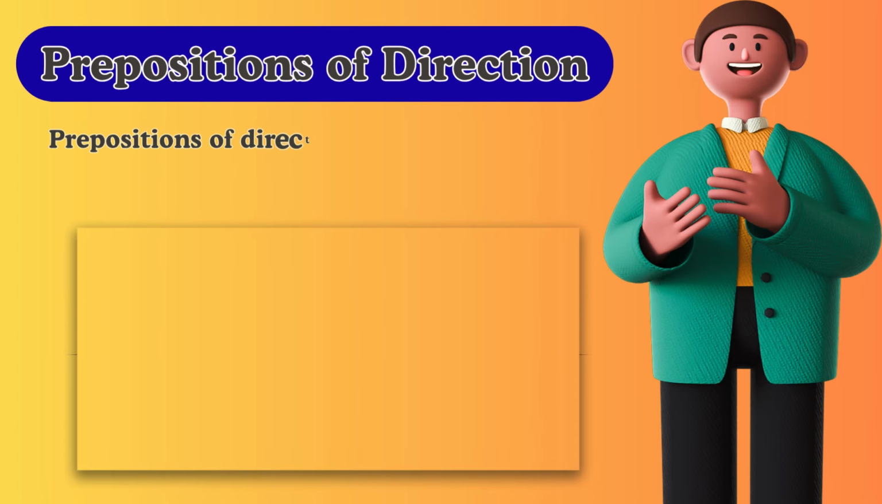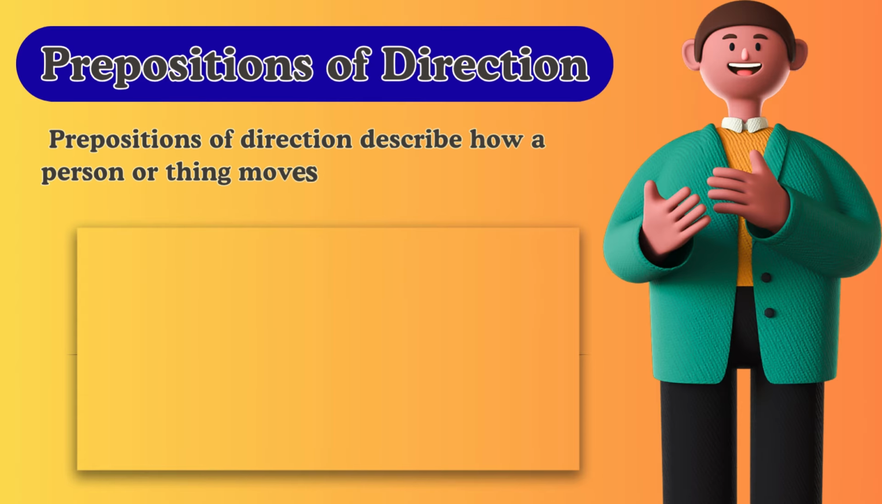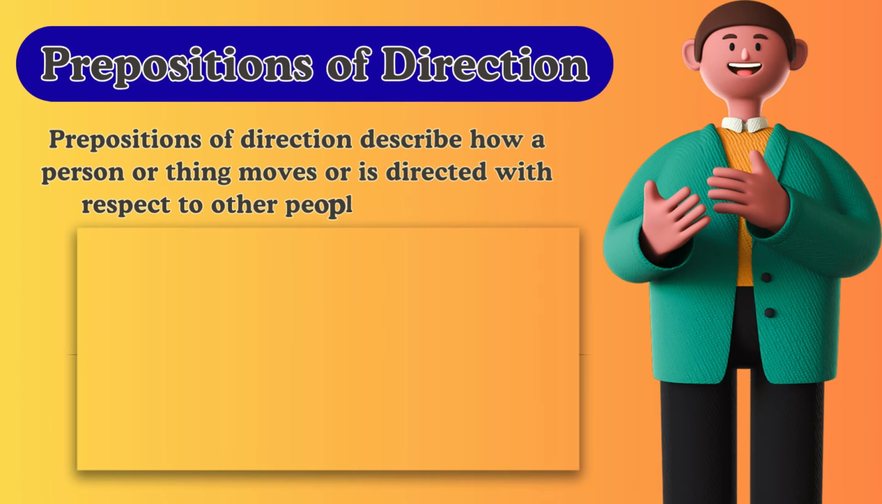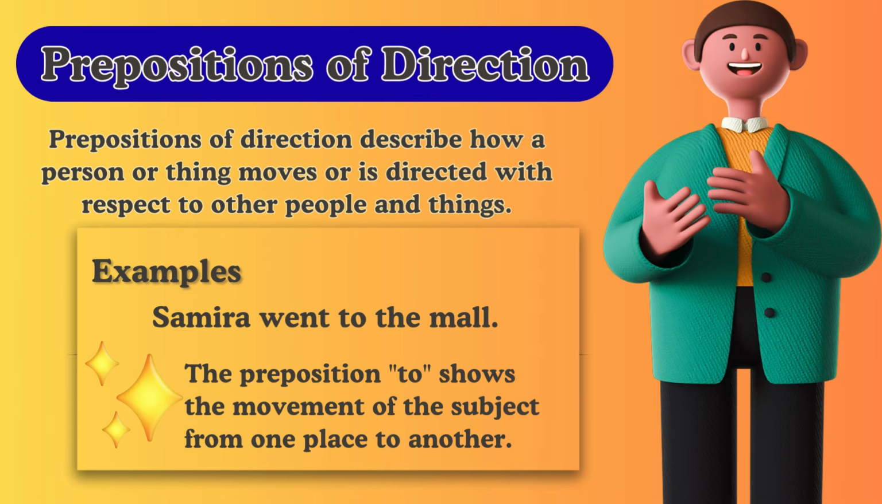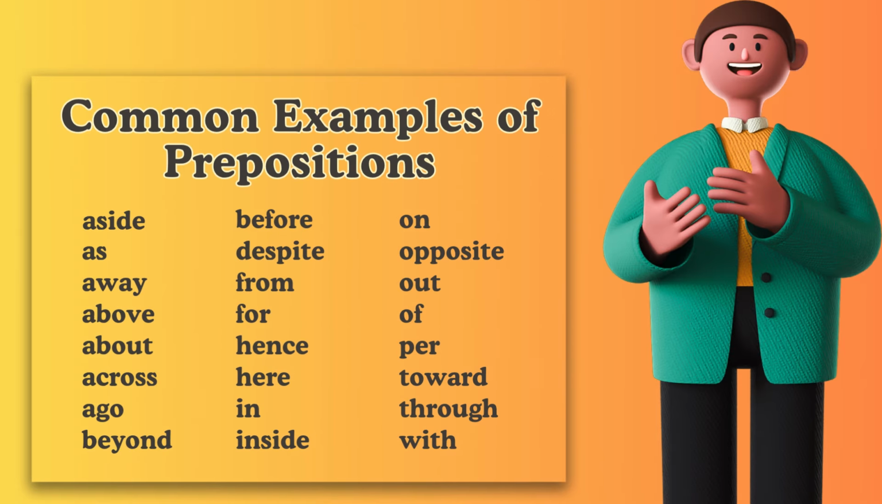Prepositions of direction describe how a person or thing moves or is directed with respect to other people and things. In this example, the preposition to shows the movement of the subject from one place to another. Common examples of prepositions include the following.